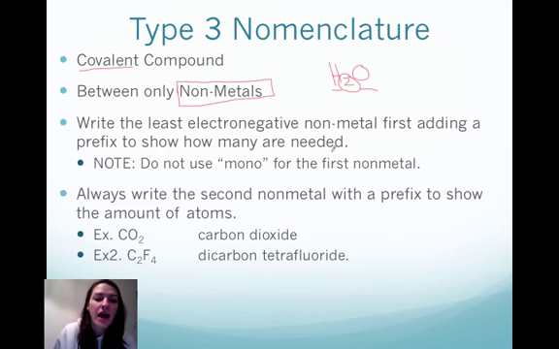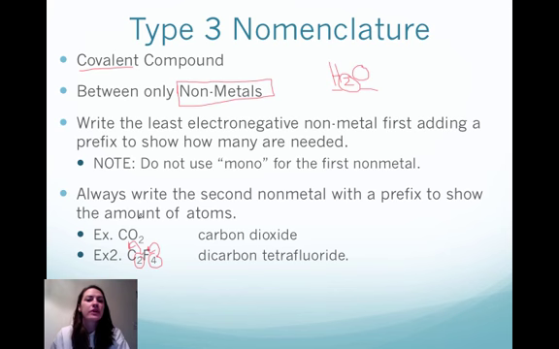Then we're going to write the second nonmetal with a prefix to show the number of atoms for the second nonmetal. So, like I said, dioxide for the second one. For this, dicarbon tetrafluoride, we have two carbons, dicarbon, tetrafluoride. So we're going to go through all the prefixes so you'll be more comfortable with them as well.